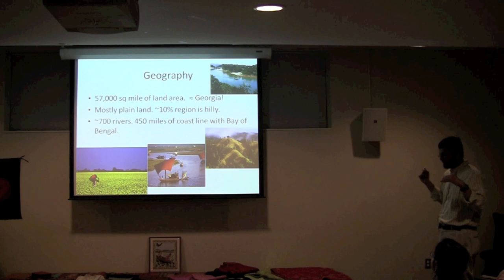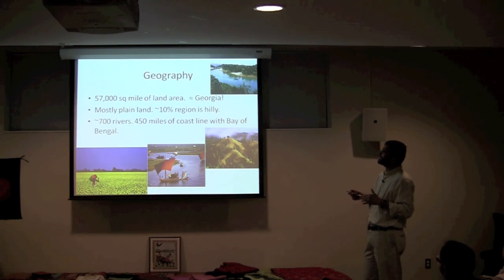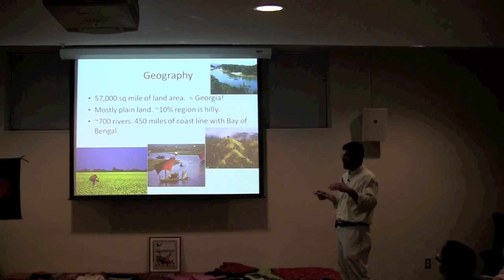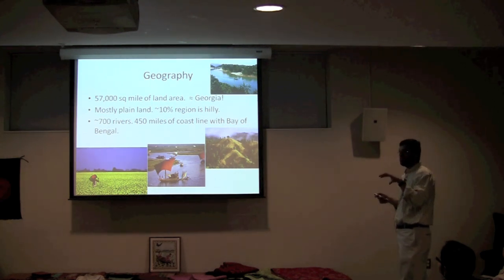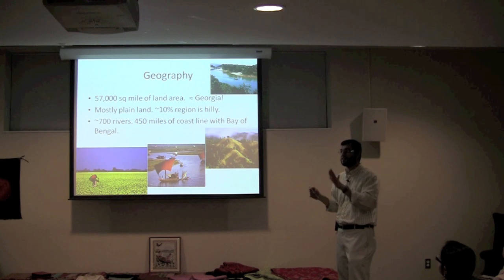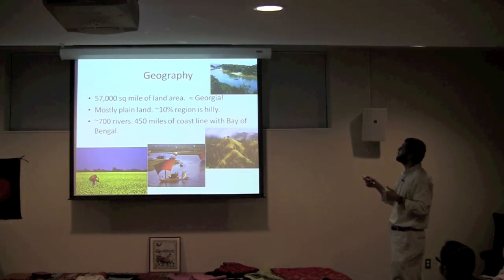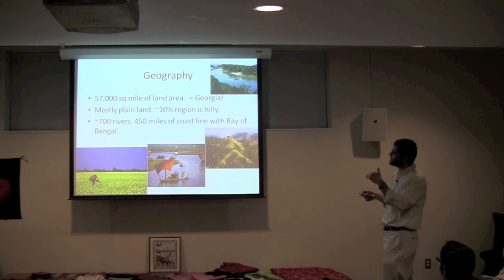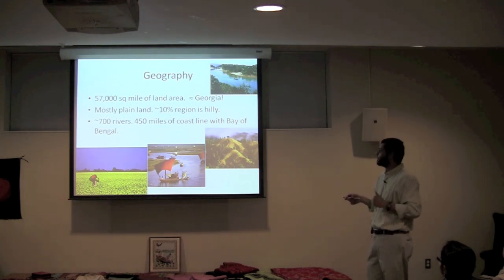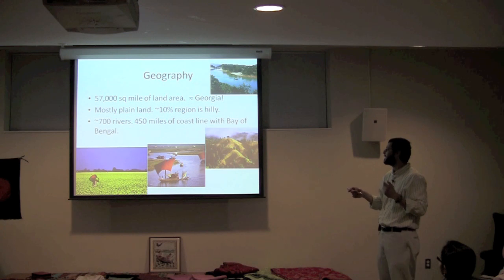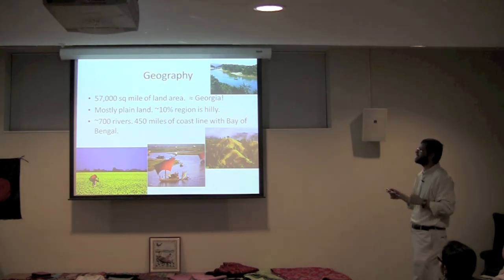As I mentioned, Bangladesh is on the Ganges Delta, and its size is about 50,000 square miles of pretty much plain land. This is roughly about the size of Georgia, and 10% of the land is hilly. There are about 700 rivers in the country. On this slide we have one picture on the top right, and one picture on the bottom middle, which gives you an idea of the kind of rivers that we have. On the left we have a sunflower field, and on the right we have a picture of the hilly area. So it gives you a rough idea of the layout of the land.